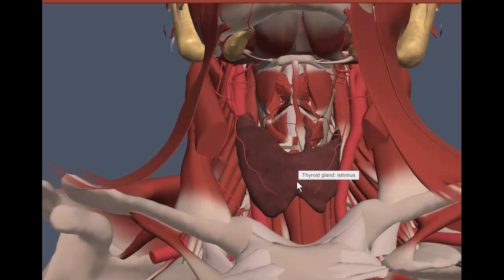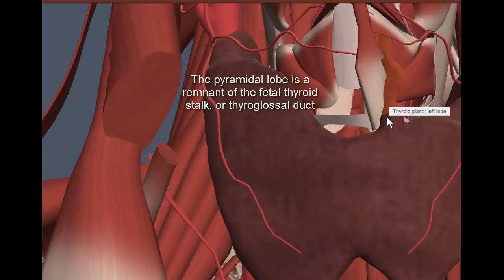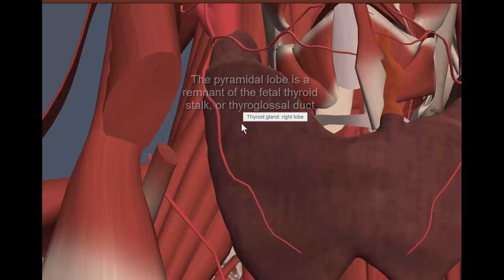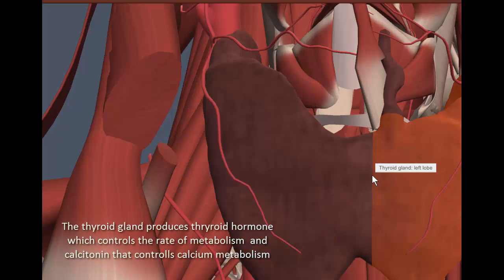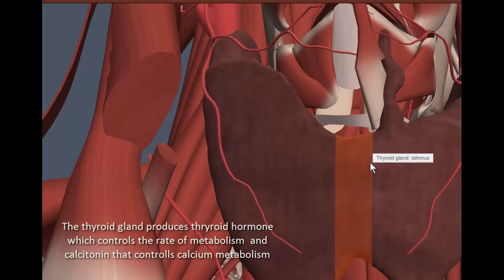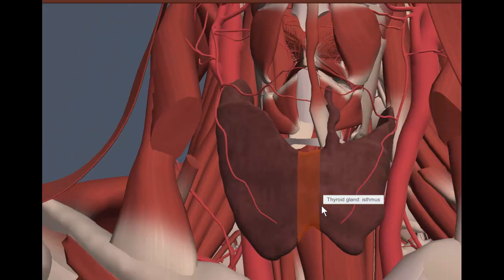Sometimes the thyroid gland will actually also have one of these little things up here, which is a pyramidal lobe. It has two oval lobes, one on the right side and one on the left side, and they're connected by a thin isthmus in the middle, usually about at the level of the third tracheal cartilage.